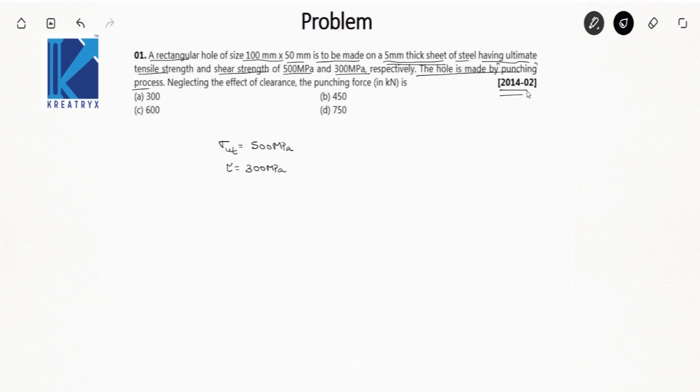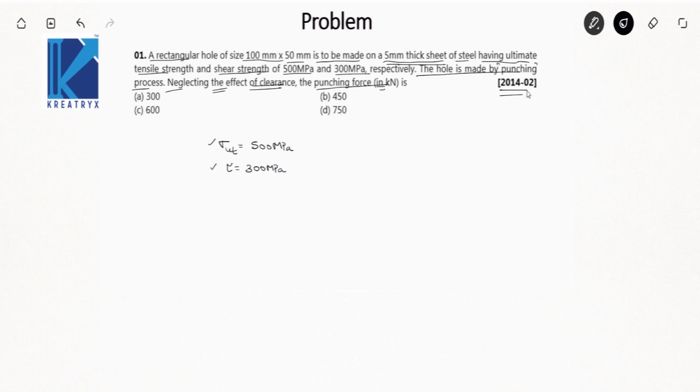Neglecting the effect of clearance. What they have asked is the punching force in kilonewtons. So they have provided us with two data. They have given us the ultimate tensile strength and the shear strength also. They have given this data to confuse us. It is the shear strength which will cause the punch and not the tensile strength.